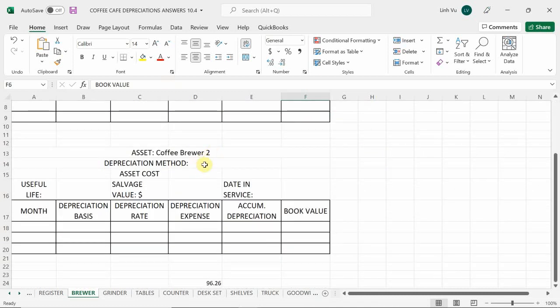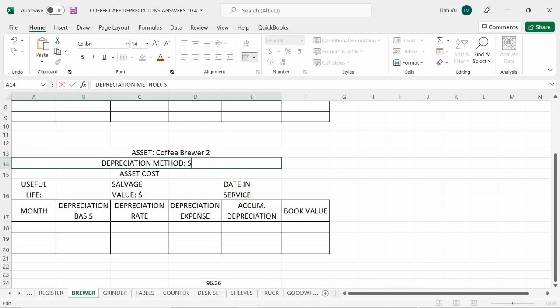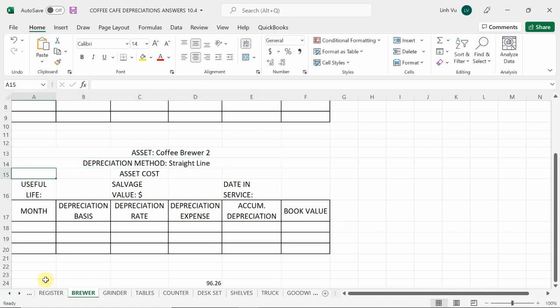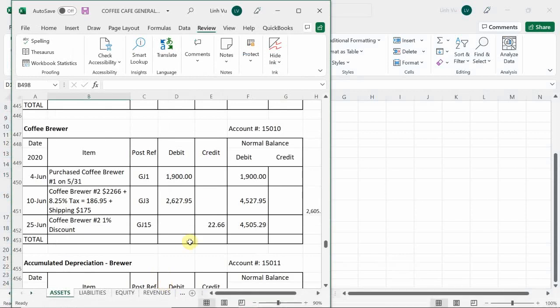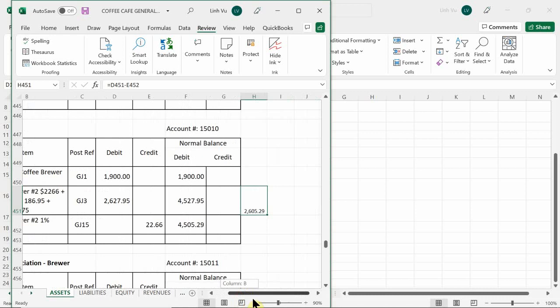What is the cost of my second coffee brewer? It would be 2,060 627.95 minus the 2,266. Good, right? Which we did compute on the other side here. So that means my second coffee brewer is now worth $2,605.29.